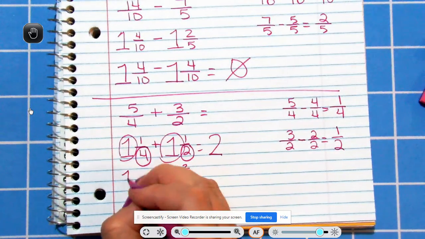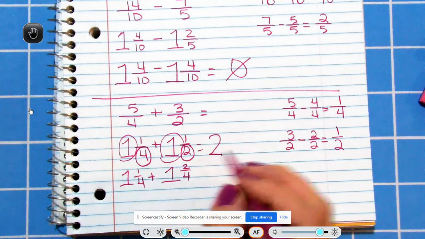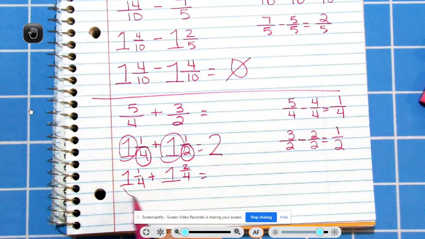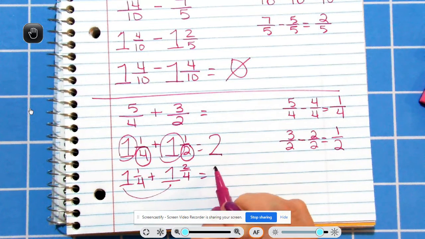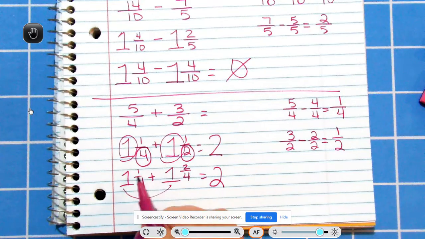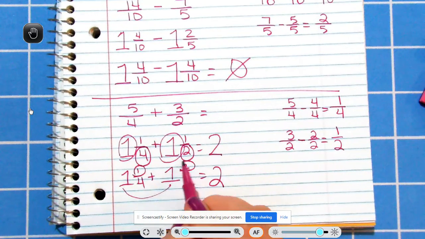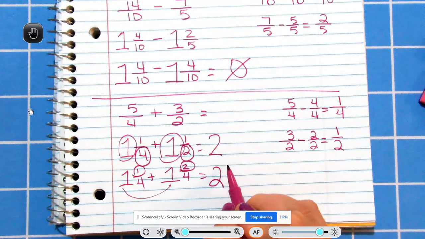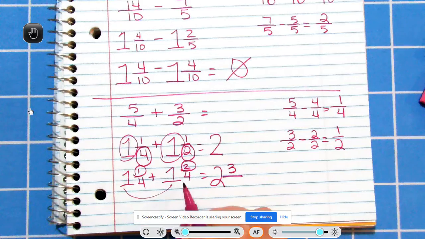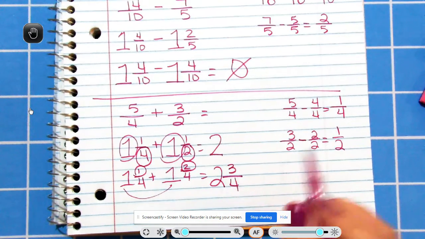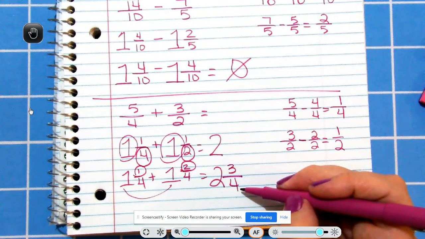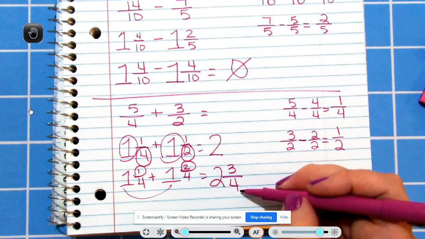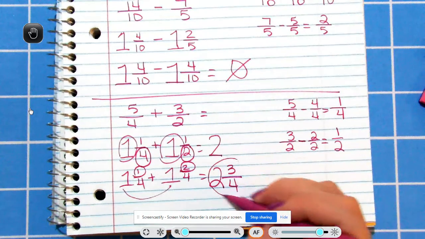And we're going to add 1 and 1/4. All right, now we're going to add these whole numbers. 1 and 1 would be 2. Add your numerators. 2 plus 1 is 3. And then your denominator stays the same. 3 is 1 less than 4, so this fraction is simplified.